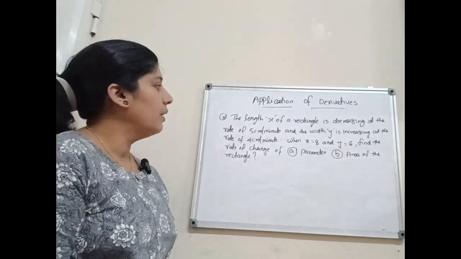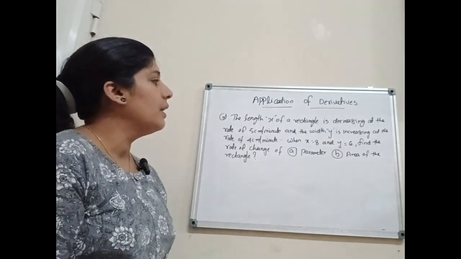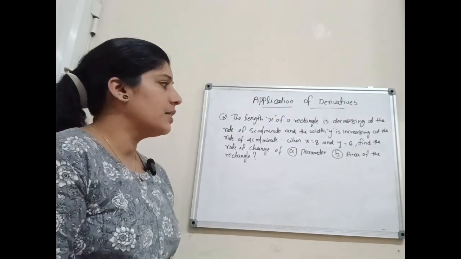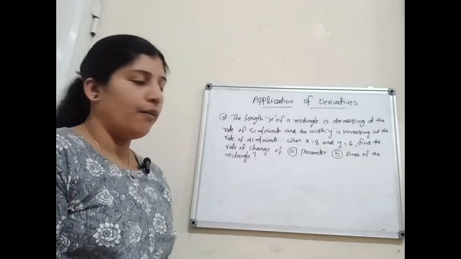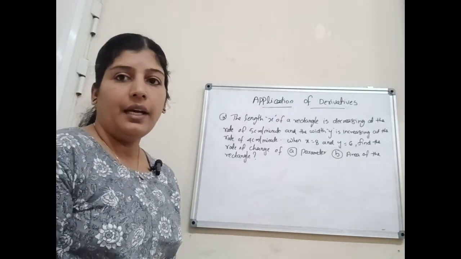Next, consider the question. The length x of a rectangle is decreasing at the rate of 5 centimeter per minute and the width y is increasing at the rate of 4 centimeter per minute. When x equal to 8 and y equal to 6, find the rate of change of the perimeter and the rate of change of area.